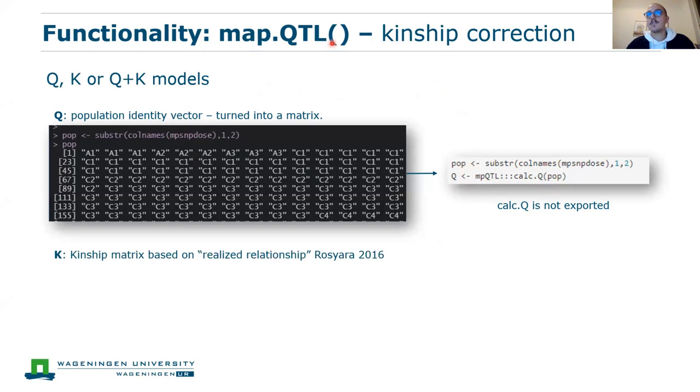The other type of structure correction is the kinship matrix, so the mixed model version, and we base this on the realized relationship matrix described in the GWAS Poly paper.